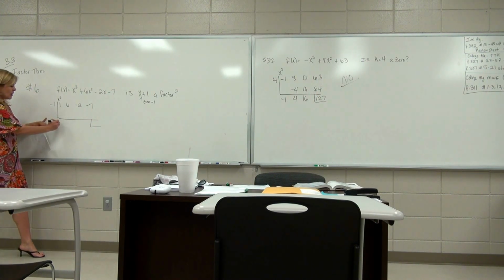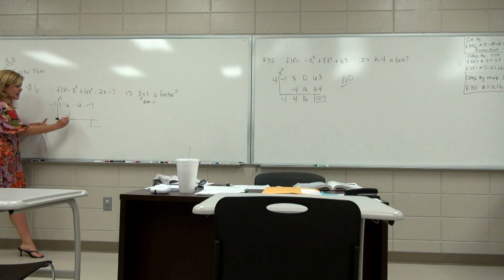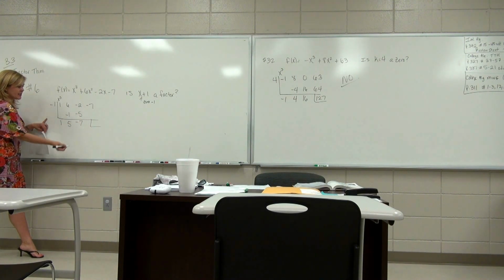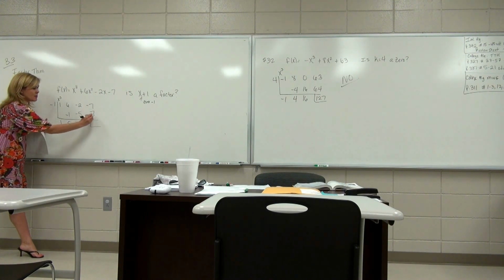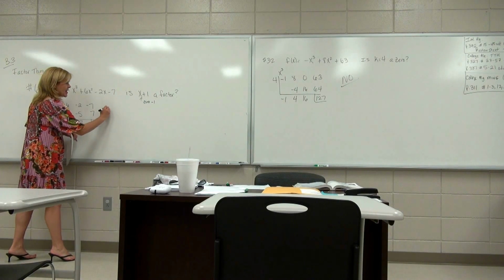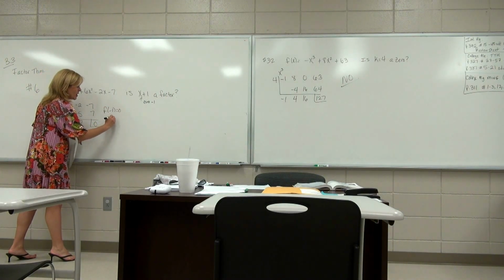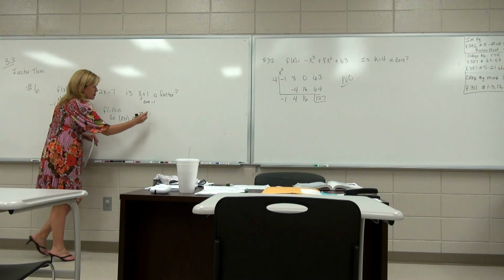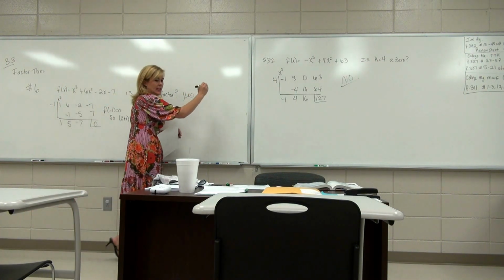So bring down the 1. Negative 1 times 1 is negative 1. 6 minus 1 is 5. Negative 1 times 5 is negative 5. Negative 7. Negative 1 times negative 7 is positive 7. So I got a remainder of 0. I like this one. So I can say that f of negative 1 equals 0. So x plus 1 is a factor, which means my answer is yes.